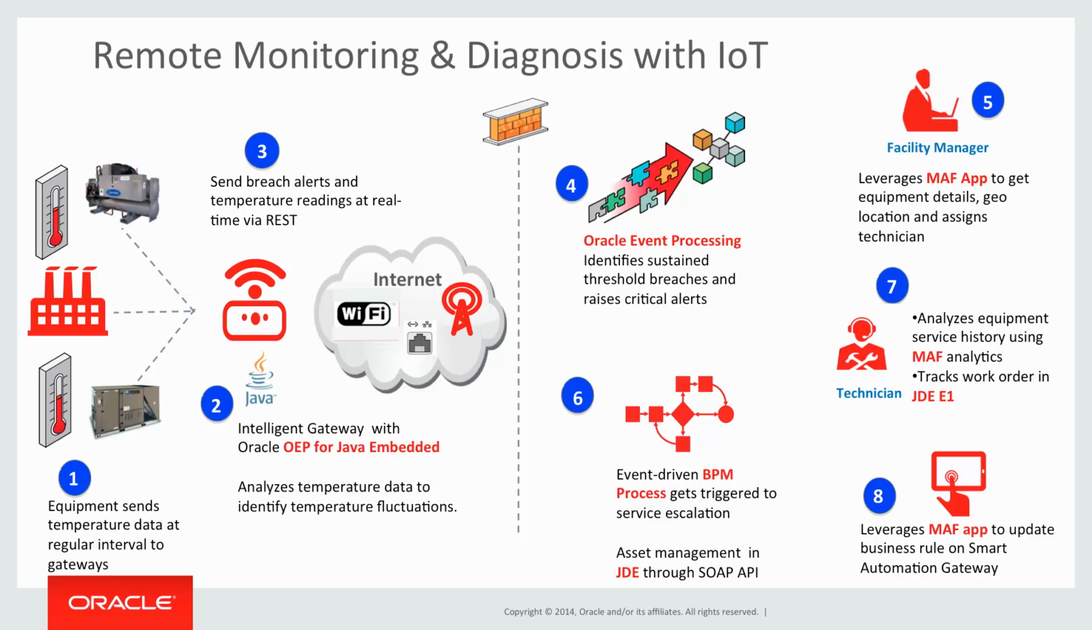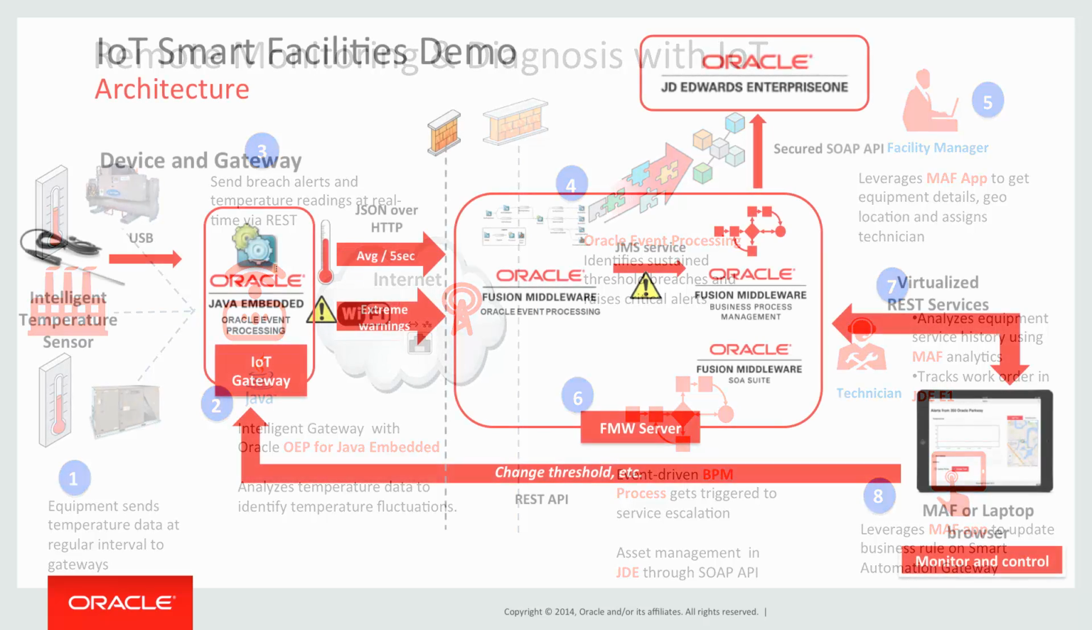A facility manager can use a mobile application to look into all of this and monitor all the equipment conditions. You can also assign a work order to a technician and reroute the task. A work order is something that exists in JDE IoT, but through Fusion Middleware, it is created automatically. We will also show you how you can exercise control on your smart gateway from your mobile application.